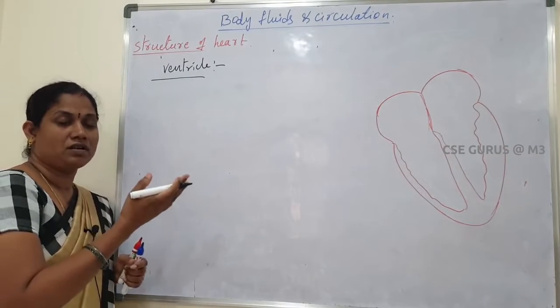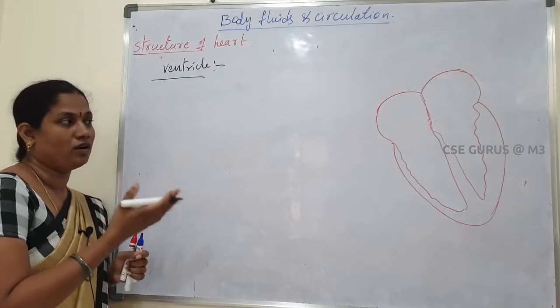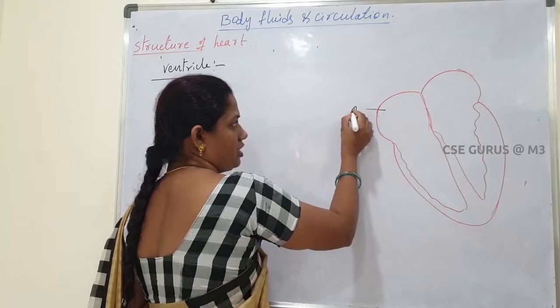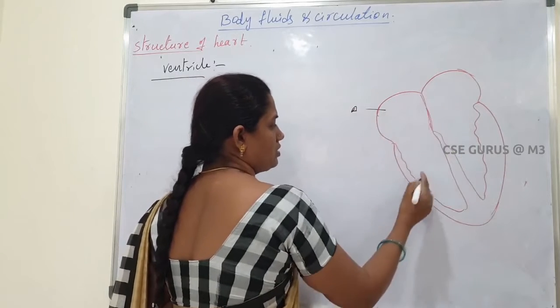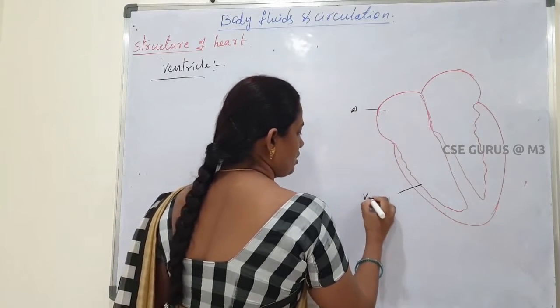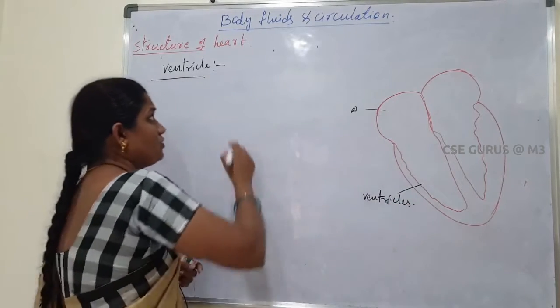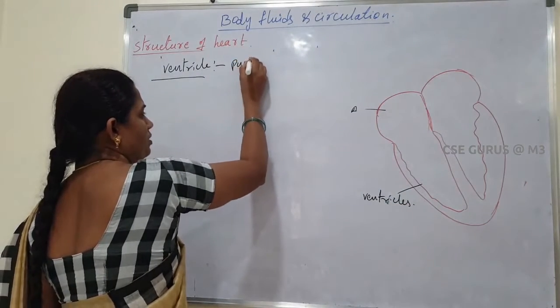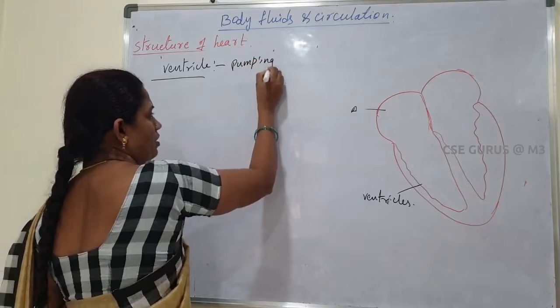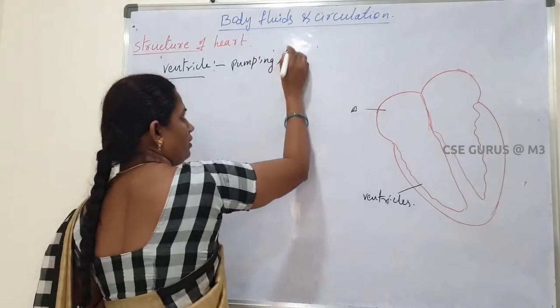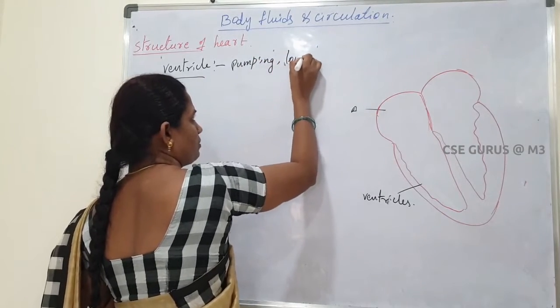The upper chambers are the atria, which are the smaller ones. These are the ventricles, the lower chambers. These ventricles are called pumping chambers.